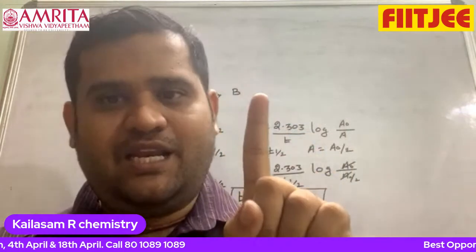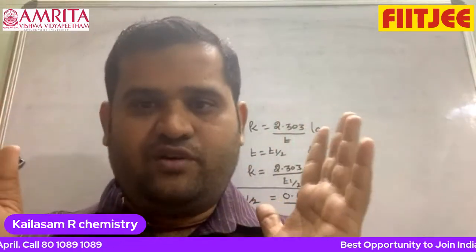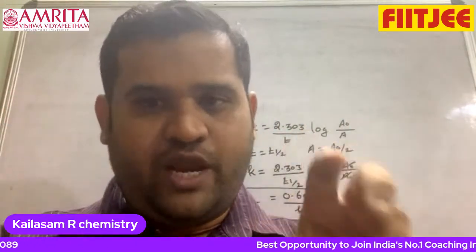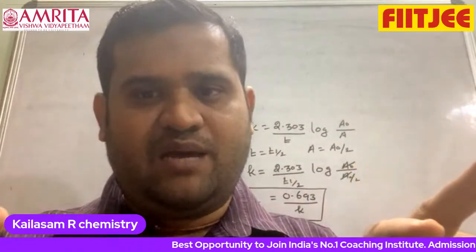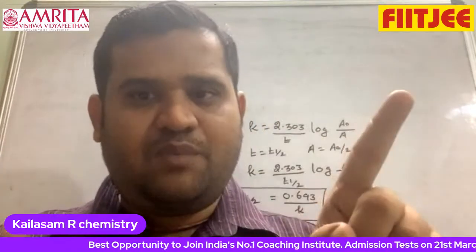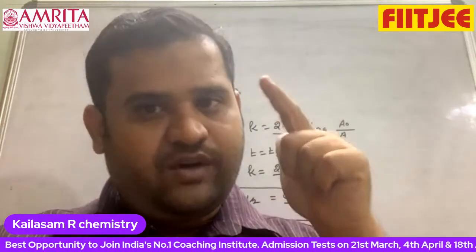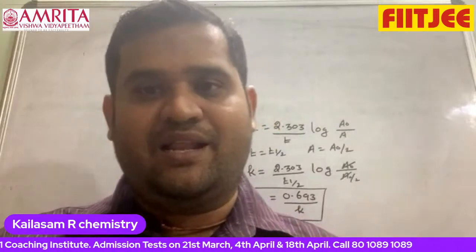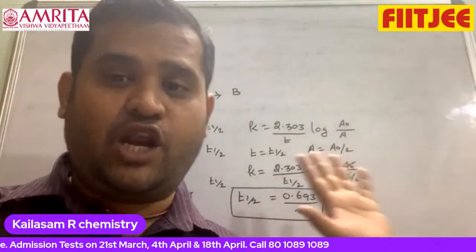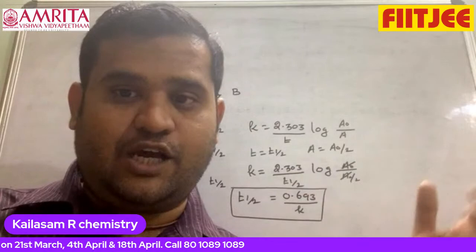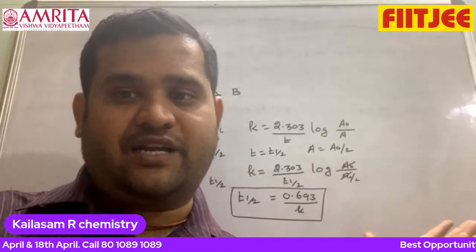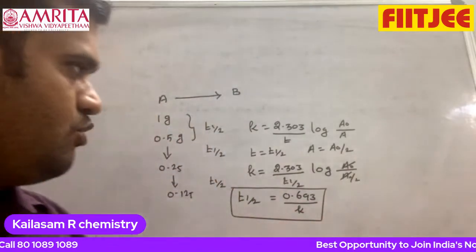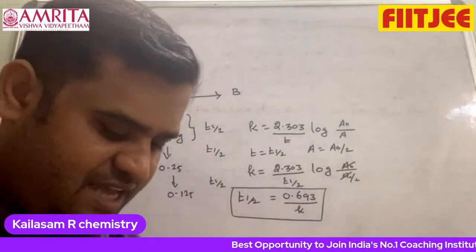I'm repeating again. Whatever the quantity of the first order nuclear reaction, if you're taking uranium, 100 gram becoming 50 gram takes 50 years, and even 1 gram becoming 0.5 gram also takes 50 years. Even 0.1 gram becoming 0.05 gram also takes 50 years. That is the importance of first order: it does not depend on the amount, or the concentration of the reacting species.